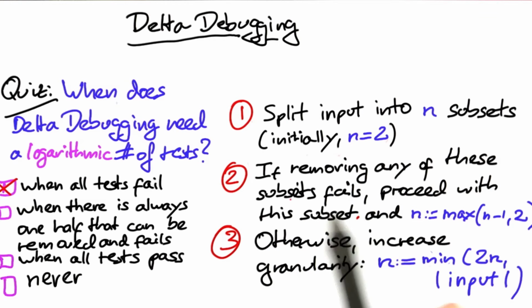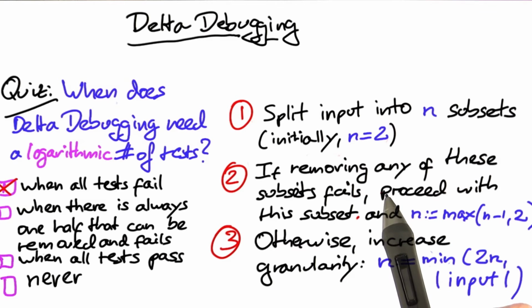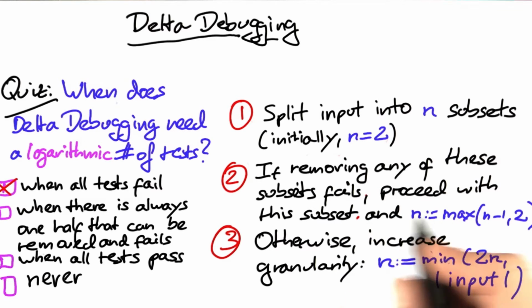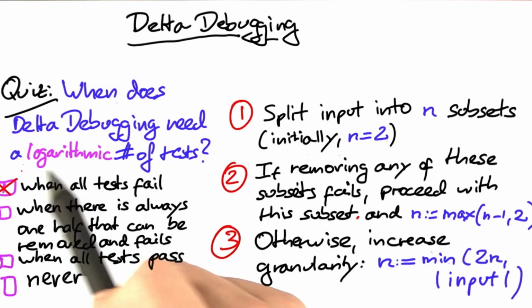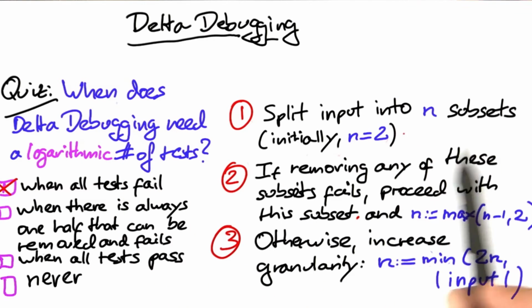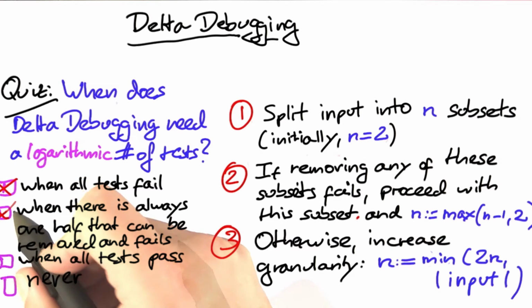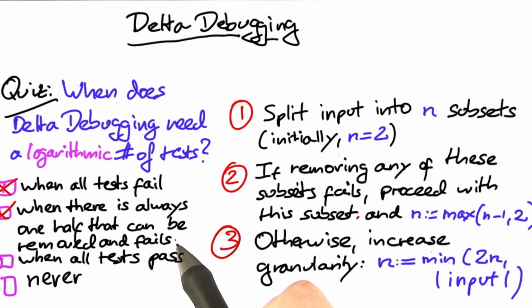The next answer, when there always is a half that can be removed and fails, this is the same situation, except that we may have to remove the first half first and get a pass. But still, in terms of complexity, it's still logarithmic in proportion to the size of the input, and therefore this is a nice situation in which delta debugging is very, very effective.